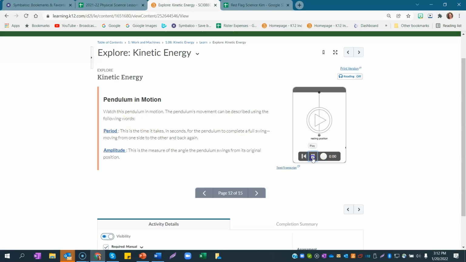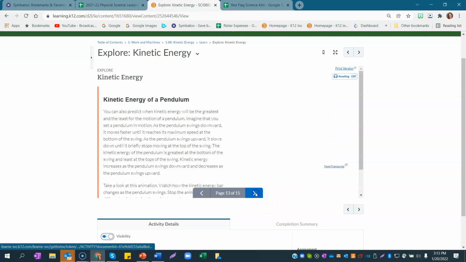So if you watch the pendulum in motion, right? So the person just pulls the string and lets it go. The period is the time it takes in seconds for the pendulum to complete a full swing. So that means it moves from one side to the other and back. So that's a period. The amplitude is the measure of the angle the pendulum swings from its original position. So this is the amplitude, the measure of that angle. The period is the time it takes, all the way there and all the way back. So make sure you know the difference in those two words.